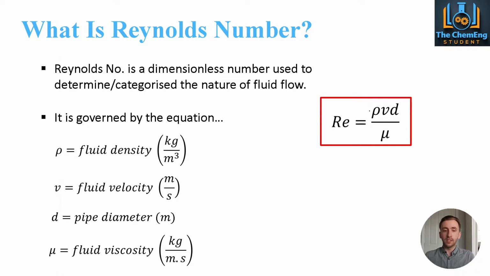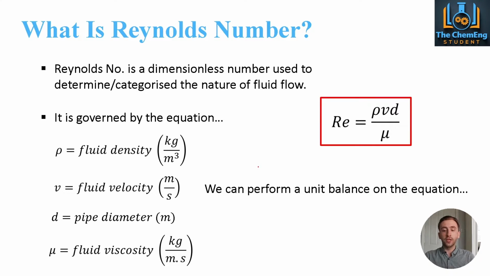And rho represents the fluid density, which is in kilograms per meter cubed. V is the fluid velocity in meters per second. D is the pipe diameter in meters, and the viscosity is mu, which is in kilograms per meter second. Now what you can do here is perform a unit balance, so by substitution of the respective units into the formula, you should see that all the units cancel themselves out. So again, you could try that in your own time just to prove that it is indeed a dimensionless number.